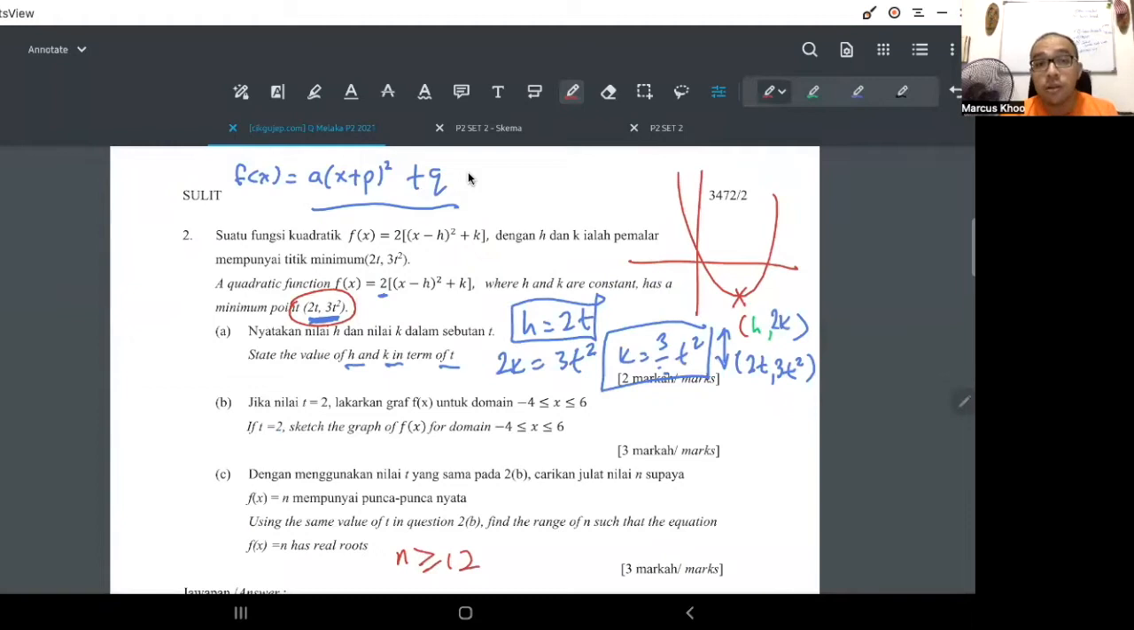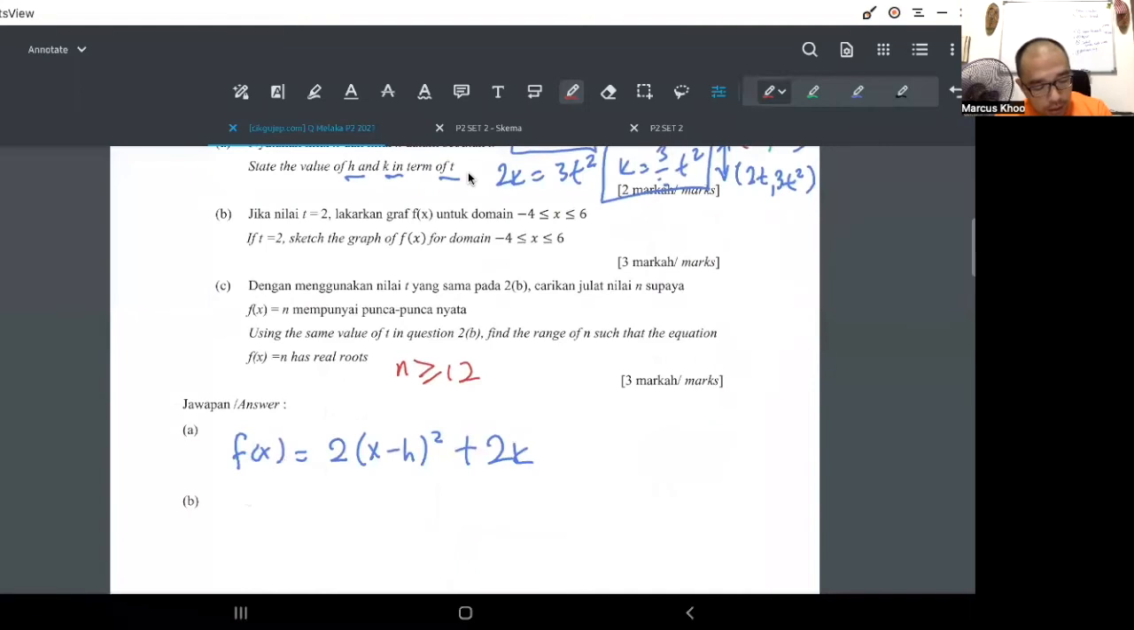Okay, if t equals 2, sketch the graph of f(x) with domain -4 to 6. So what we can do is, first of all, substitute the 2 to find the value of the minimum point. If t equals 2, then you will get 2t and 3t squared. If we substitute 2 in, we will get 4, and then 3 times 2 squared will be 12. So you know that the minimum point of the graph is 4 and 12.